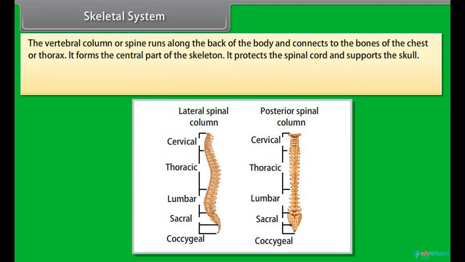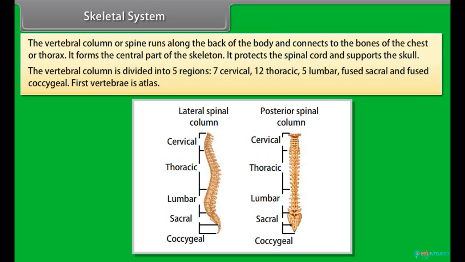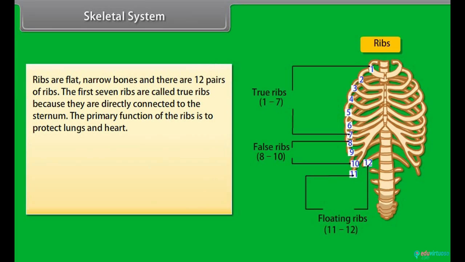The vertebral column or spine runs along the back of the body and connects to the bones of the chest or thorax. It forms the central part of the skeleton. It protects the spinal cord and supports the skull. The vertebral column is divided into 5 regions: 7 cervical, 12 thoracic, 5 lumbar, fused sacral and fused coccygeal. The first vertebra is the atlas. Ribs are flat, narrow bones, and there are 12 pairs of ribs.